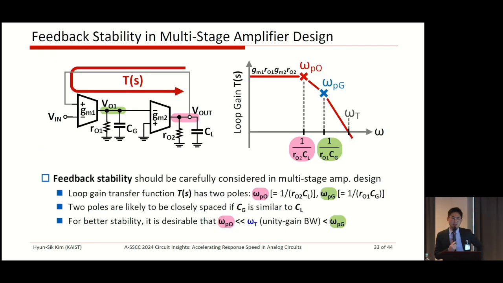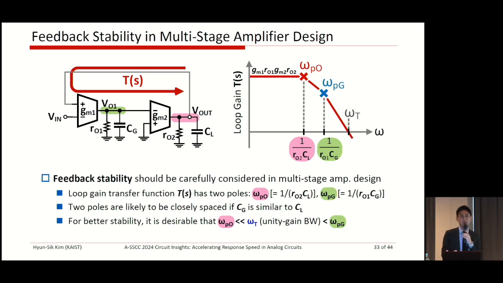However, when utilizing this kind of multi-stage amplifier, the stability must be carefully considered, right? We can observe two significant poles. One is formed at the output, by RO2 and CL, the load capacitor. The other one is formed at the gate of the second stage, this omega PG. This is formed by RO1 and CG, right? And mostly GM2 tends to be designed with a very large size to achieve high drivability, so the input capacitance is not negligible.